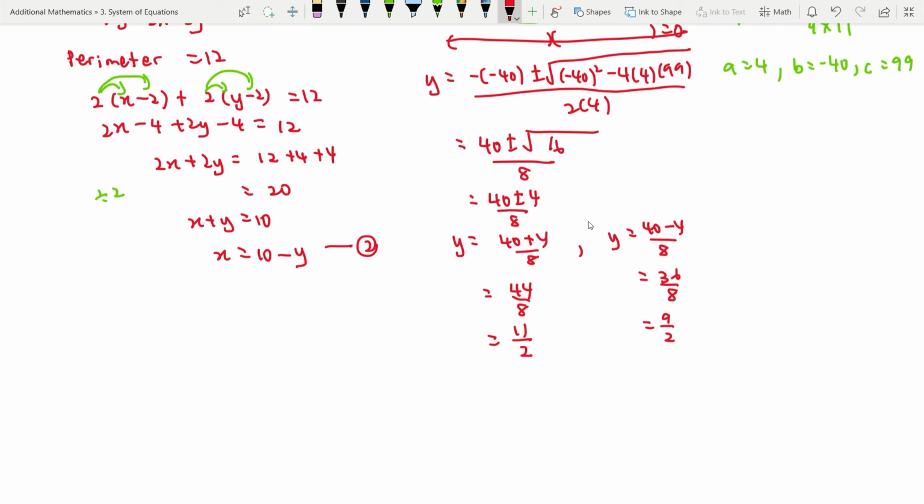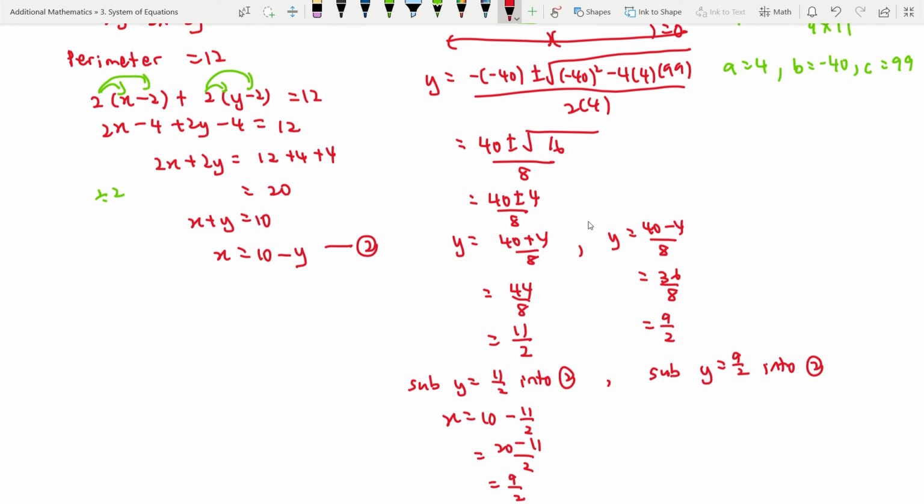Don't forget about our x. Substitute y equals to 11 over 2 into equation 2. X is equal to 10 minus 11 over 2, which is equal to 20 minus 11 over 2. We get 9 over 2. We do the same for y equals to 9 over 2. We substitute y equals to 9 over 2 into equation 2 as well. X is equal to 10 minus 9 over 2, which is 20 minus 9 over 2. We get 11 over 2.